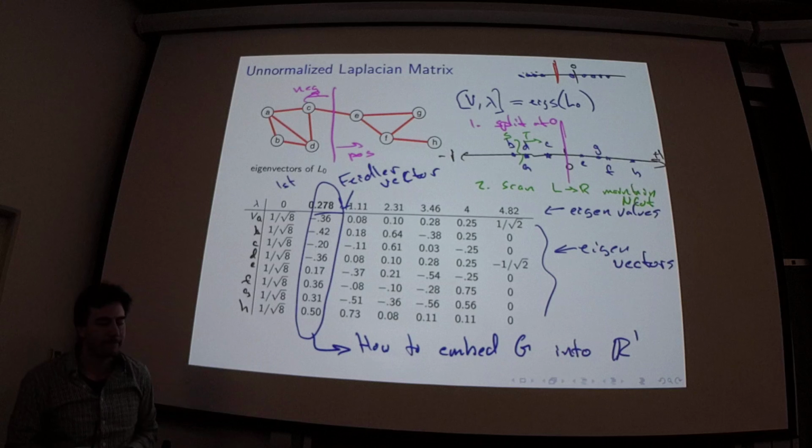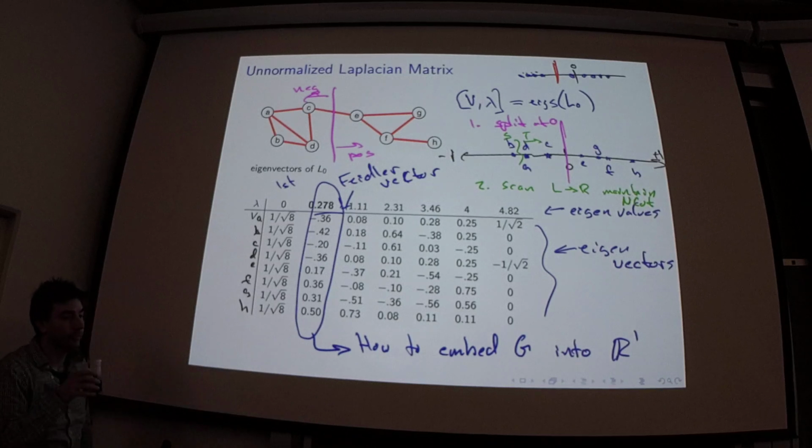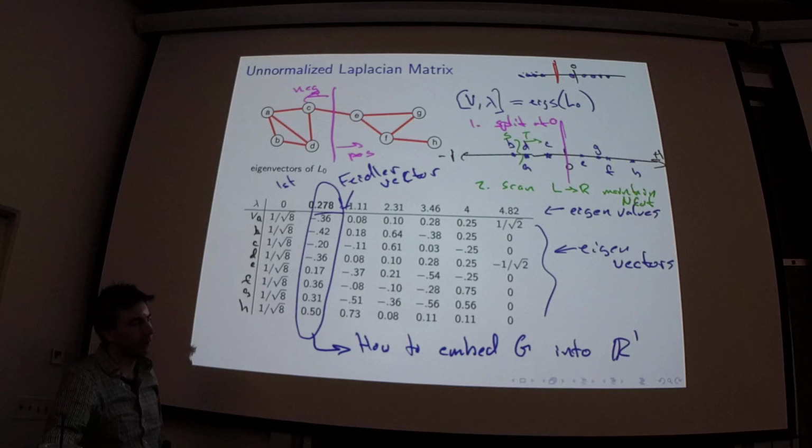Yeah. So recursively, you wanted to split both those again. You have to recompute the Laplacian matrix for the subgraphs. So that's what you should be doing.